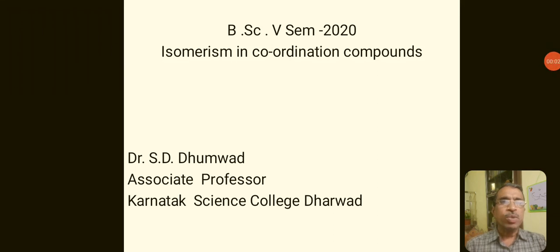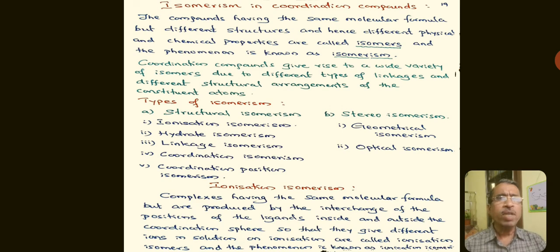Yes, dear students, so today let us study about the topic isomerism in coordination compounds. In the last class, we have studied about the stereochemistry of the coordination compounds and the effective atomic number. The compounds having the same molecular formula but different structures, and hence different physical and chemical properties, are called isomers, and the phenomenon is known as isomerism.